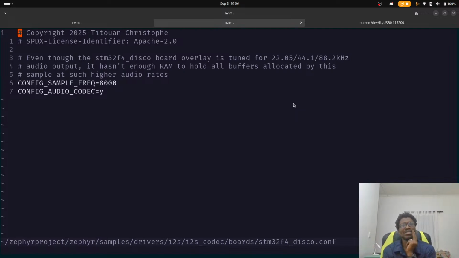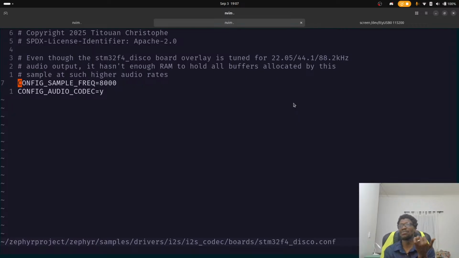Even though the STM32F4 board overlay is tuned for 22,500 or 44,100 or 88,200 hertz audio output, it doesn't have enough RAM to hold all the buffers allocated by this sample at such high audio rates. So I think that's why the writer here reduces the sample frequency to 8,000.